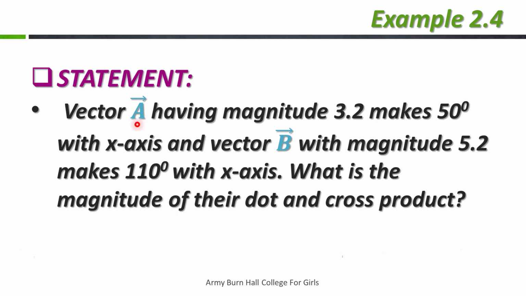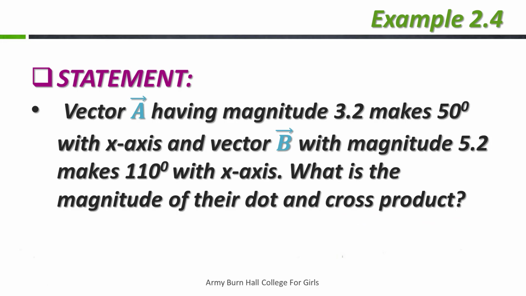You can see over here we have a vector A and its magnitude is 3.2 without any unit. Vector A makes 50 degrees with x-axis, and vector B with magnitude 5.2 makes 110 degrees with x-axis. This is the given data, and we have to find the magnitude of their dot and cross product. We just have to find their magnitude, not the complete value.